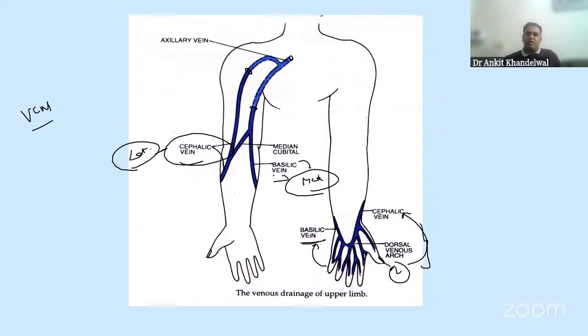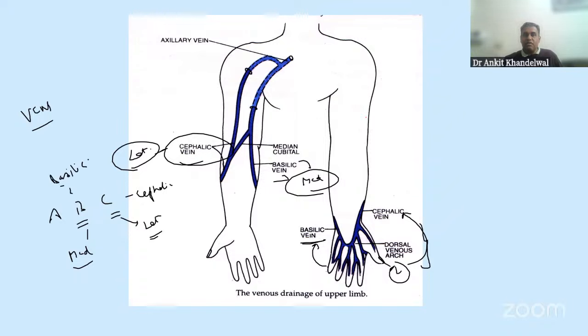How did I remember? Let me tell you. When we see A, B, C, B comes before C. Therefore, B is more inside, B is more medial. That is the basilic vein. B for basilic vein is more medial compared to C, which lies more laterally. What is C? C is the cephalic vein. B is the basilic vein.